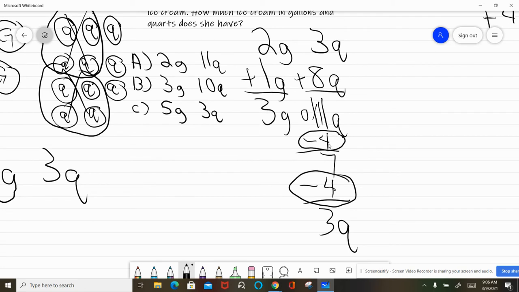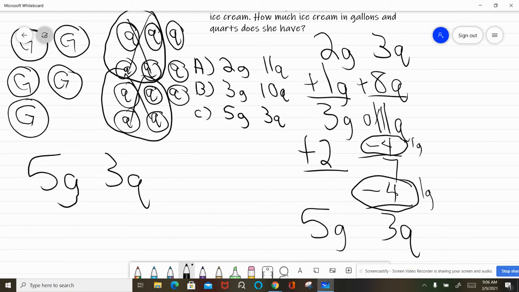So every time you circle minus 4, that's 1 gallon, because it takes 4 quarts to make a gallon. So this is 1 gallon, and this is 1 gallon. So we need to add 2 gallons here. So plus 2 leaves us with 5 gallons, 3 quarts, just like with the picture.